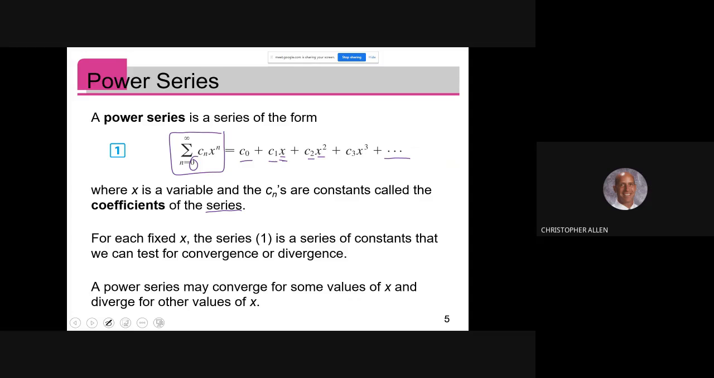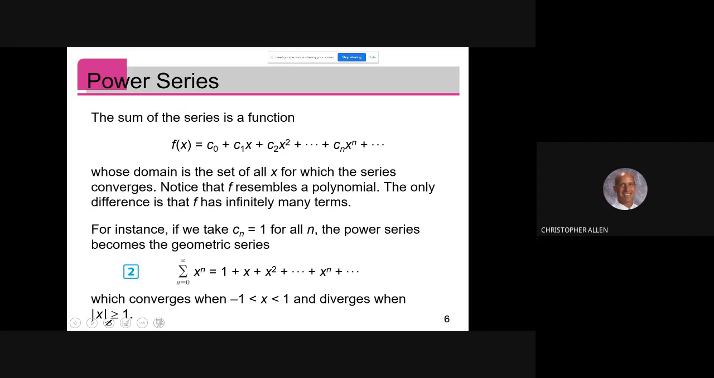For each fixed x, so once we pick what x is, the series is a series of constants that we can test for convergence or divergence, and that's what you're going to have to do on a lot of the problems on this week's homework. A power series may converge for some values of x, and it may diverge for other values of x. That's going to be important for us to investigate. The sum of this series is a function that looks something like this. In other words, we can use a power series to represent functions, and that's exactly why we do that.